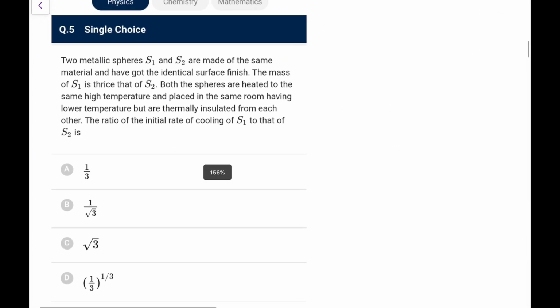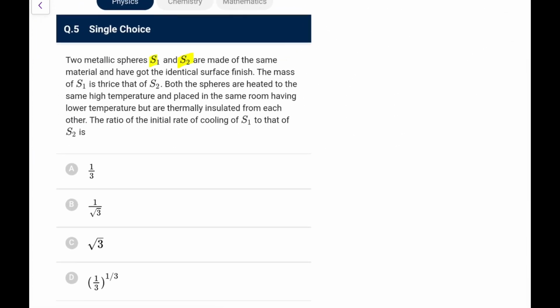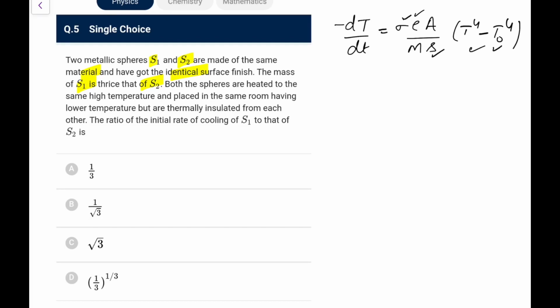Next, two metallic spheres S1 and S2 made of the same material have identical surface finish. Mass of S1 is thrice that of S2. Both the spheres are heated to the same high temperature and placed in the same room having lower temperature, but are thermally insulated. The ratio of initial rate of cooling of S1 to that of S2 is. So here if I write the rate of cooling law, that is minus dT by dt is sigma EA upon ms into T to the power 4 minus T naught to the power 4. This is same, this is same, but because mass is different, area and this will also be different.